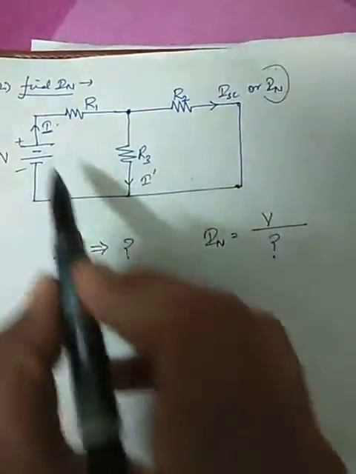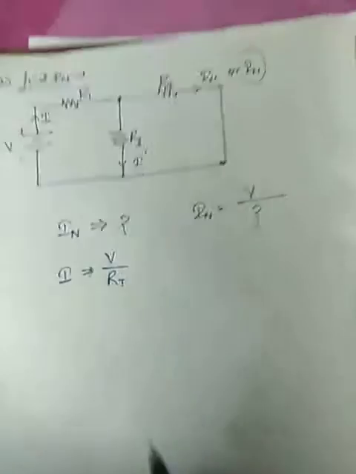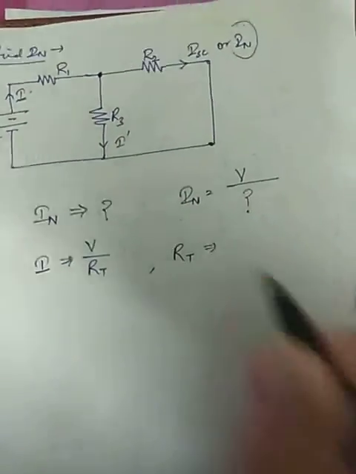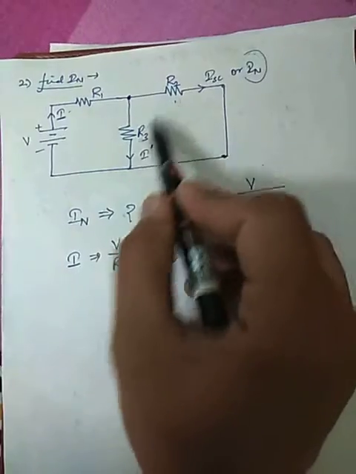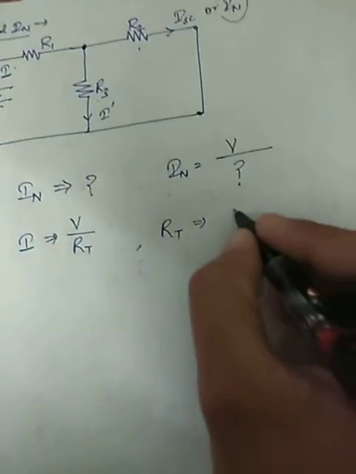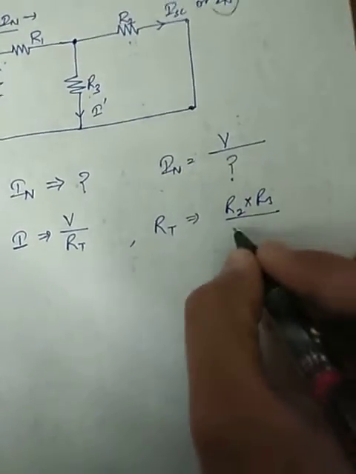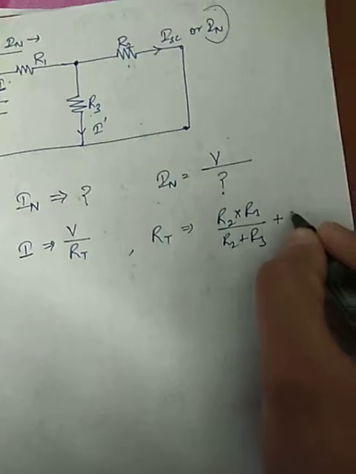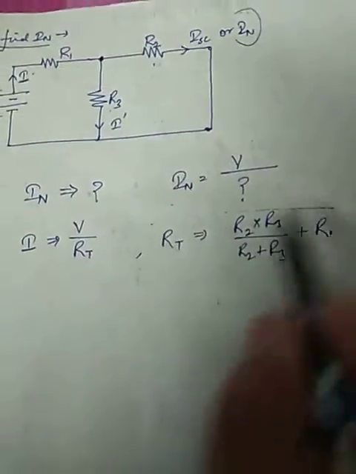These three resistances are connected in series and parallel. So we will calculate the total resistance of the circuit. First of all, we will calculate the total R, where T represents total. The total resistance will be, these two are in parallel and this R1 is in series. So the total resistance will be R2 into R3 divided by R2 plus R3, and R1 is in series, so plus R1. So this is the total resistance of the circuit.